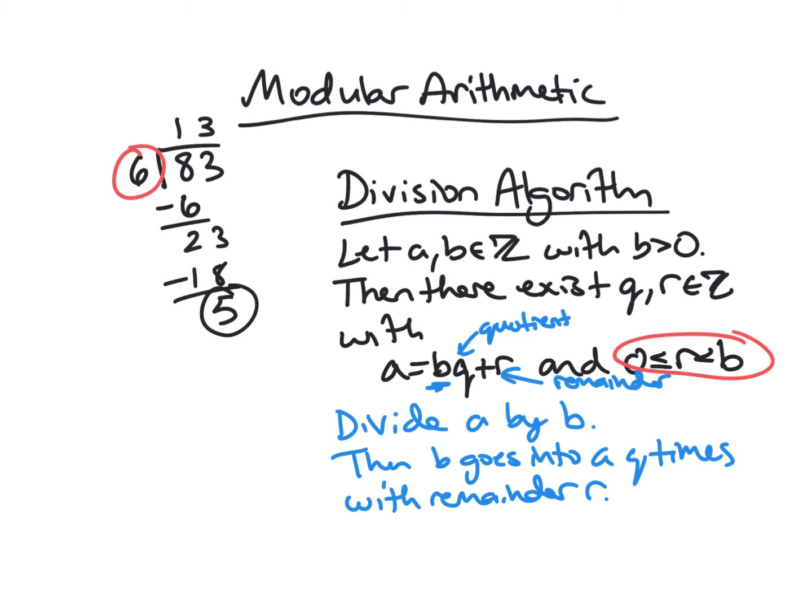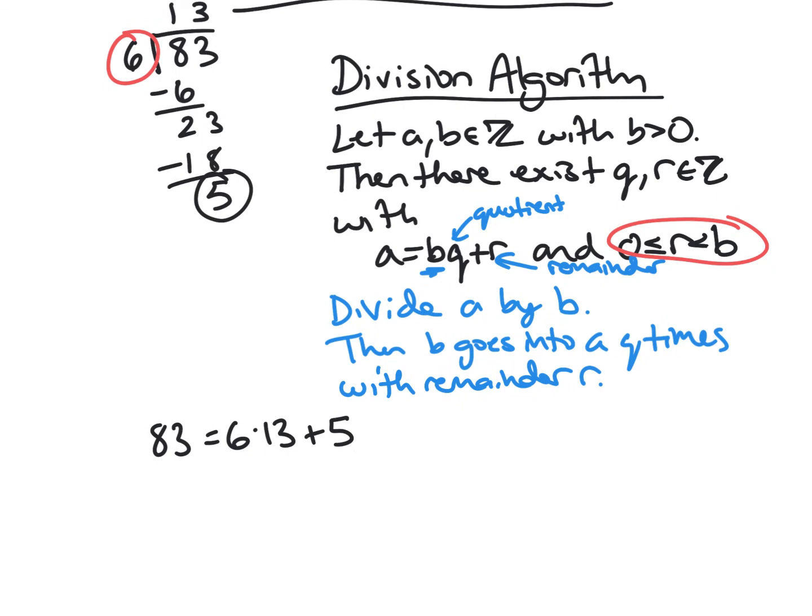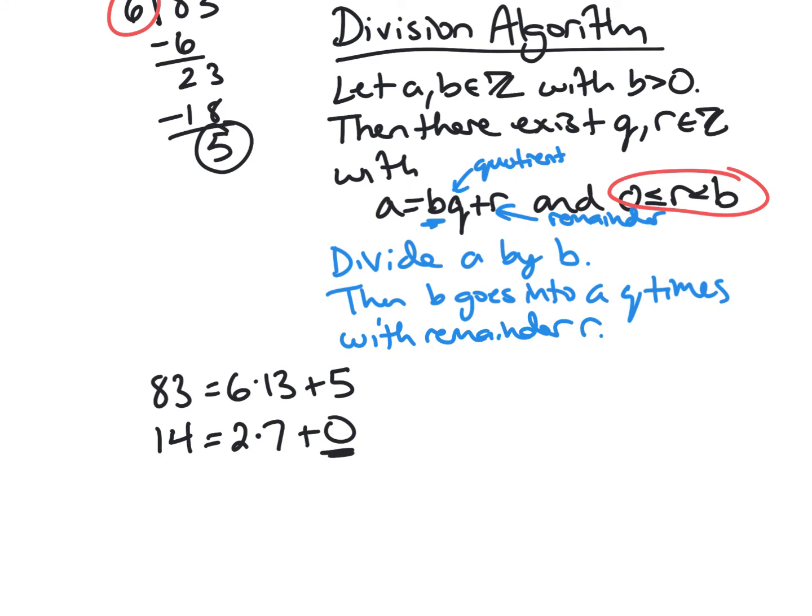So let's try to do a few examples to get the hang of this. This first one, we've already kind of done, but just not in this form. Our a was 83, our b was 6, and it says that this goes in 13 times and has remainder 5. So what about something like 14 divided by 2? Well, 14 is 2 times 7 plus 0. So in this case, our remainder is 0 because 2 evenly goes into 14. And that's allowed to be a remainder.